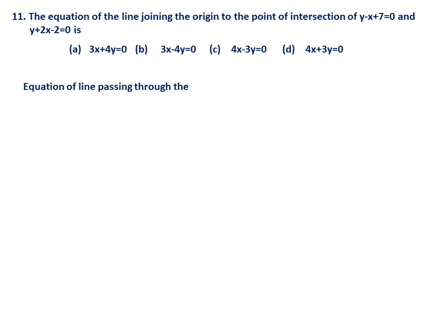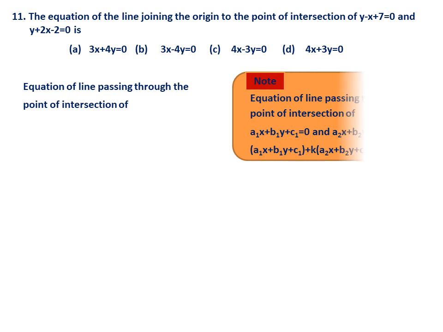But here let me just show you the theory related for this one. Equation of the line passing through the point of intersection of any two line is given by this method. This is discussed in the first PUC. Equation of the line passing through the point of intersection of two straight lines a1x plus b1y plus c1 equal to 0 and a2x plus b2y plus c2 equal to 0 is given by this equation: a1x plus b1y plus c1 plus k into a2x plus b2y plus c2 equal to 0. So this is the method. Let us use this one.